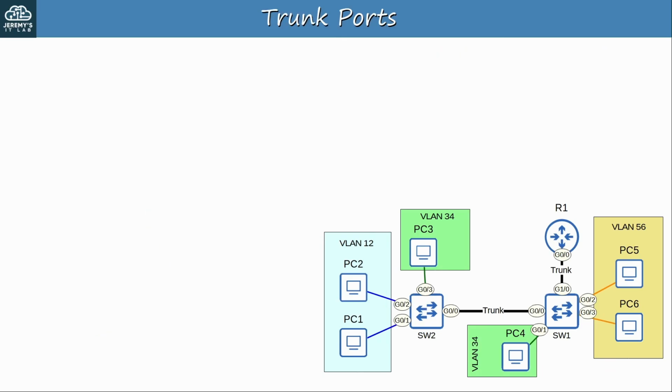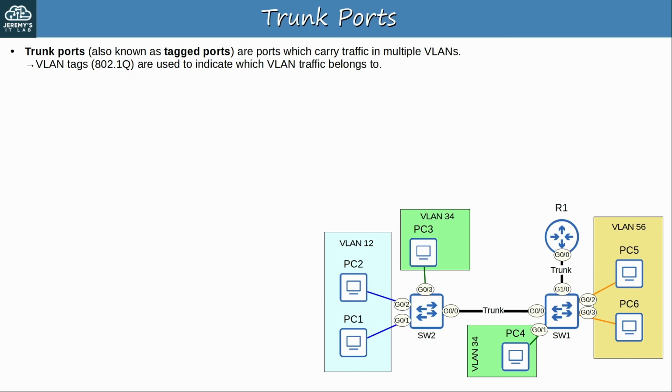Next up, trunk ports. Like we did for access ports, this is just a brief review from the CCNA. Trunk ports, also known as tagged ports, are ports which carry traffic in multiple VLANs. VLAN tags, using the .1q protocol, are used to indicate which VLAN the traffic belongs to. That's why they are also called tagged ports. Another protocol is Cisco's ISL, but it's been replaced by .1q, and there's no need to learn ISL.